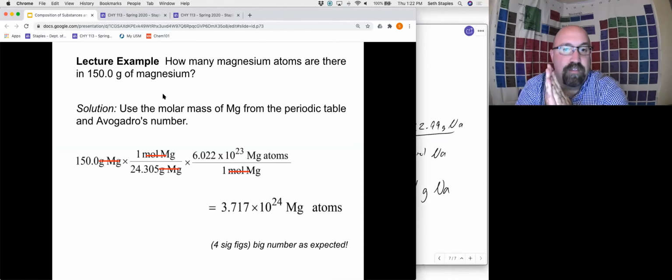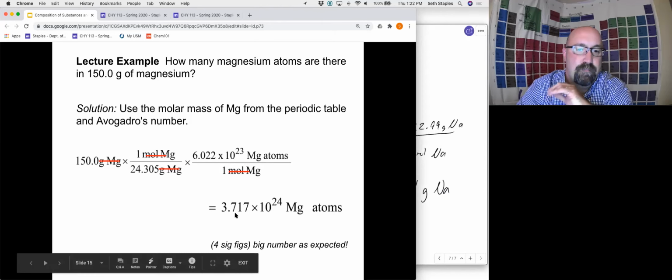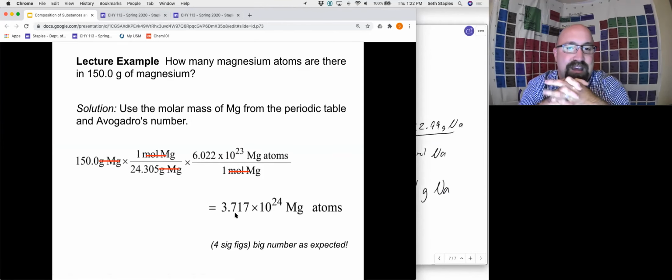And so we can see the conversion factors set up here. We're going to first take our 150.0 grams and use our molar mass. And then we're going to use Avogadro's number, and you can see how everything is canceling out. Our grams cancel out here using molar mass, then our moles cancel out using Avogadro's number, and we're left with 3.717 times 10 to the 24th magnesium atoms.